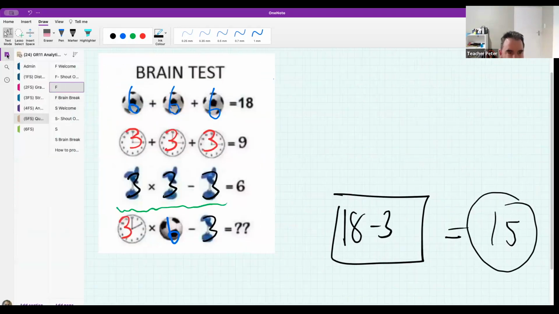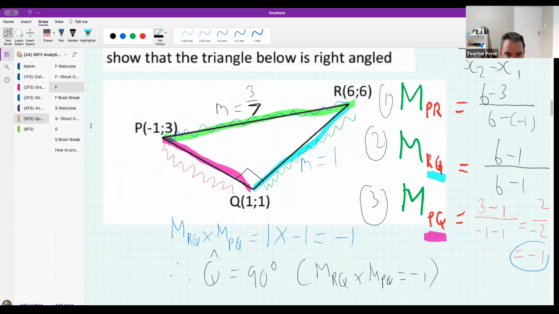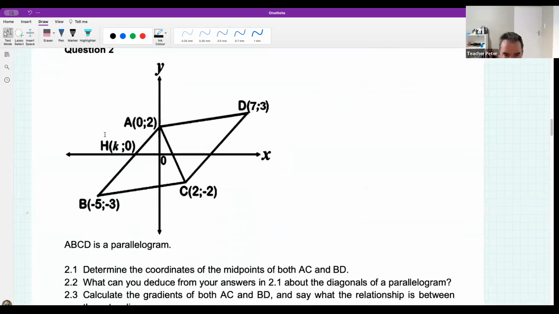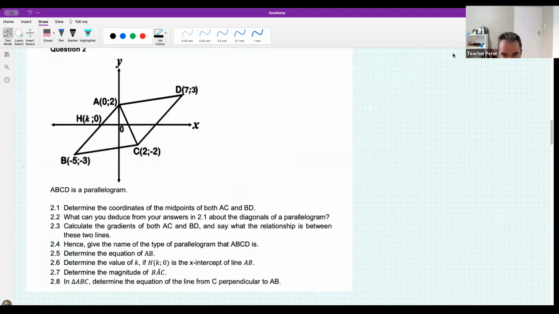Okay. Let's get back to the second half of the session. Let's have a look. Ooh, this is a proper interesting exam type question. Now, we're going to go through questions like this in this lesson and on Friday, but let's start with 2.1. I want you to find me the coordinates of the midpoints of AC and BD.